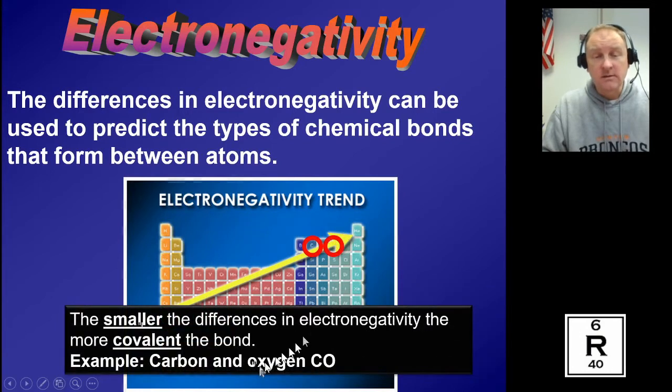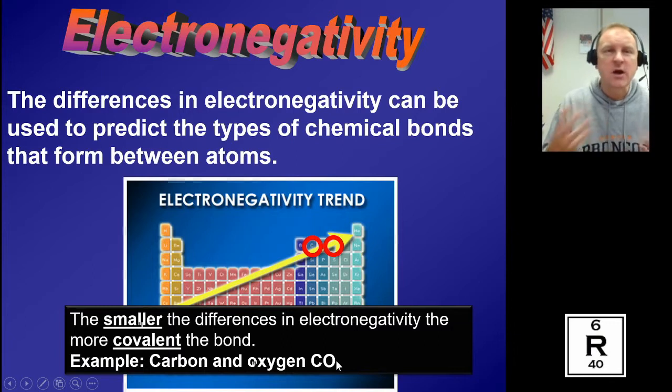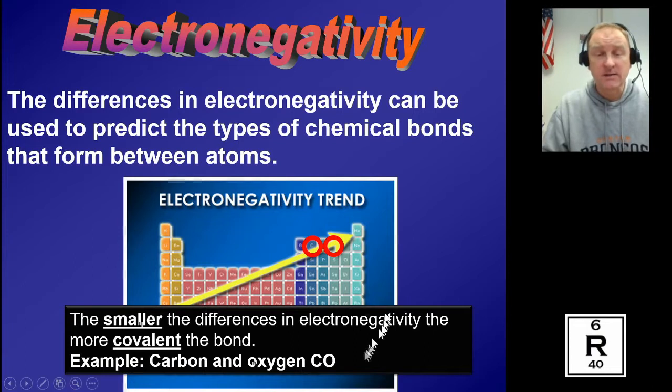Now, let's take a look at carbon monoxide, or carbon, and it doesn't have to be just carbon monoxide. This could be a large molecule with a carbon and oxygen attached to it. So when carbon is bonded with oxygen, they're relatively close to each other. Their electronegativity is not very different. So this would be a more covalent bond.